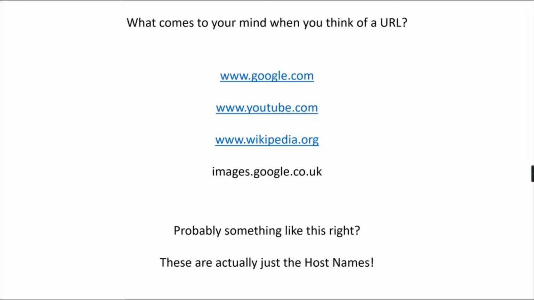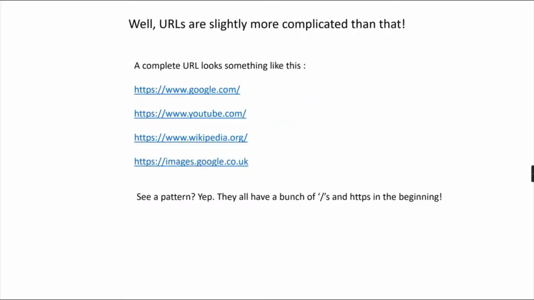When we ask the question, what comes to your mind when you think of a URL, one of the most common answers we get is www.google.com or something along those lines. But the fact is, these are just host names, not the complete URL. A URL is actually a bit more complex. It has more parts. A complete URL looks like something that's on the screen right now.